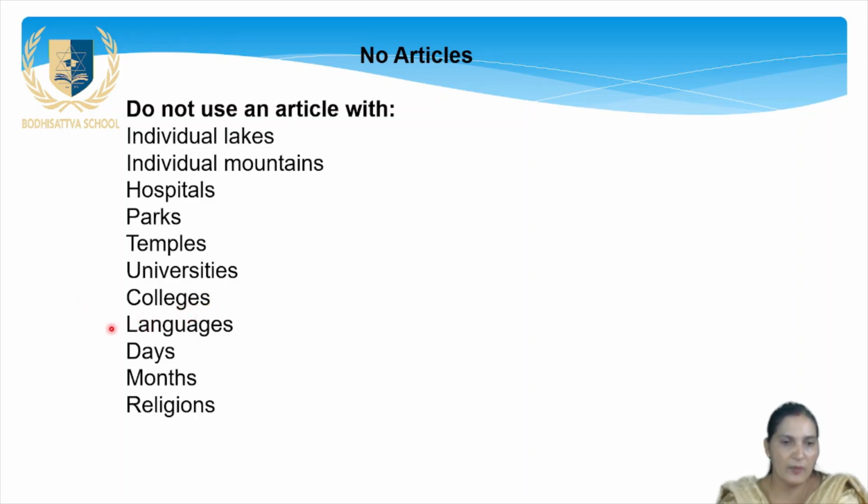And next one, name of languages. Nepali, Hindi, English. For these words also we do not use articles. And next one, name of days. So we do not use articles. Only Sunday, Monday, there is no use of articles. And next one, name of months. Also we don't use articles. And next one, name of religions also we don't use articles. For example, Hinduism, Buddhism. Only this, there is no use of articles.